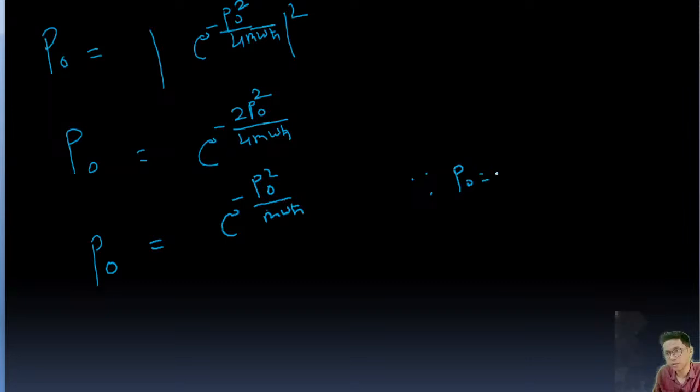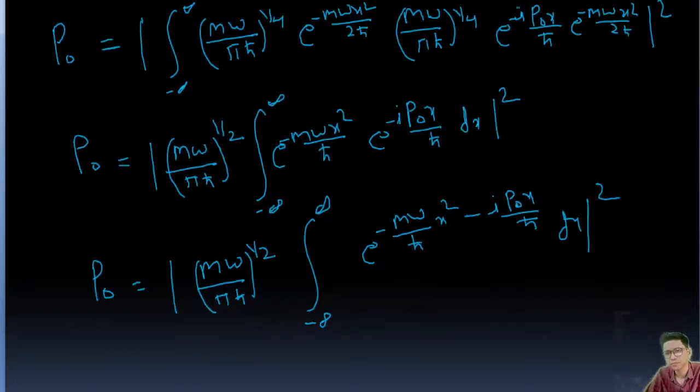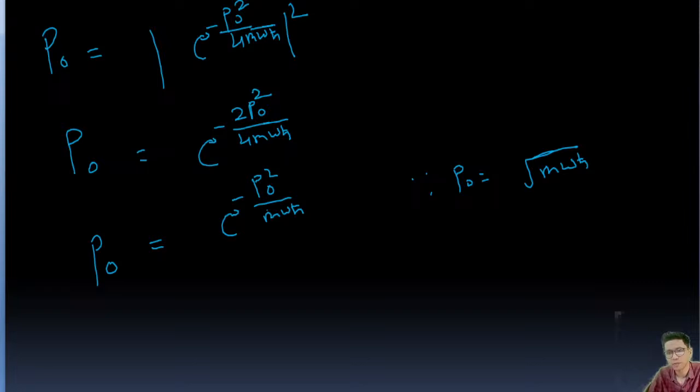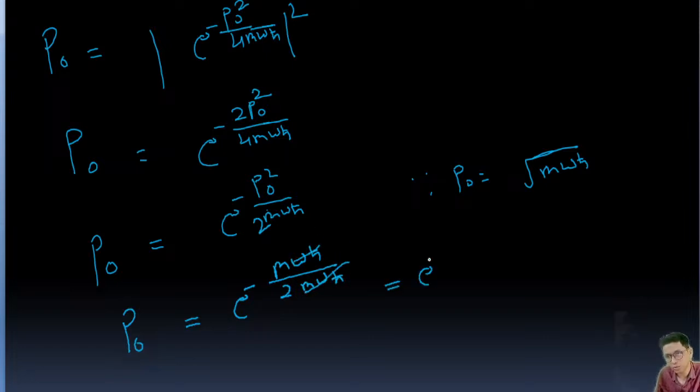Since p naught value is given as root m omega h cut, right? This is given in the question, guys, the momentum the particle gets. So this is e to the power minus p naught square, that is e to the power minus m omega h cut upon 2 m omega h cut. This will get cancelled, and this is going to be e to the power minus 1 upon 2. So this is the value, guys.